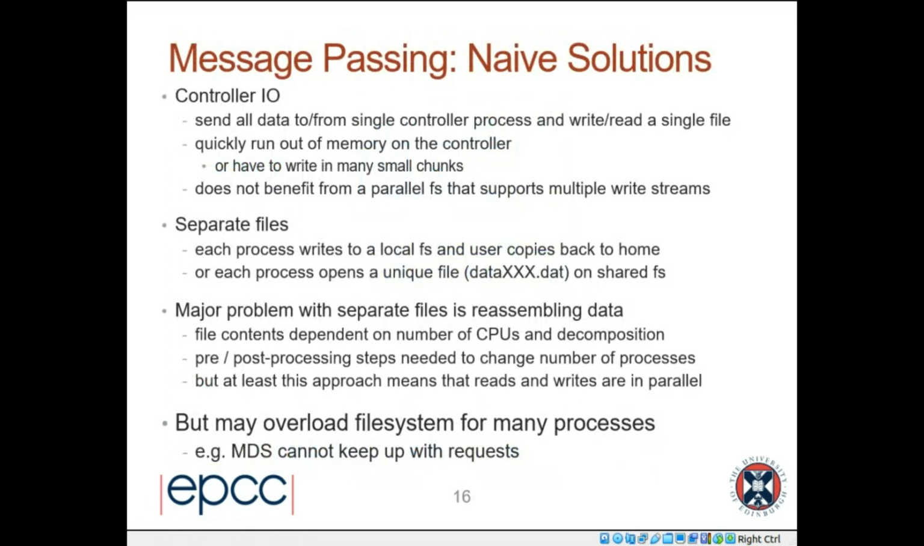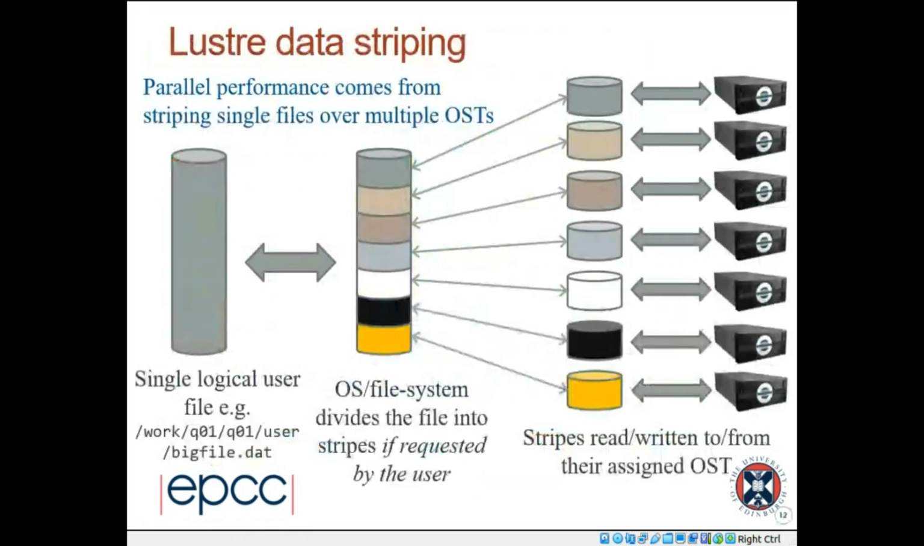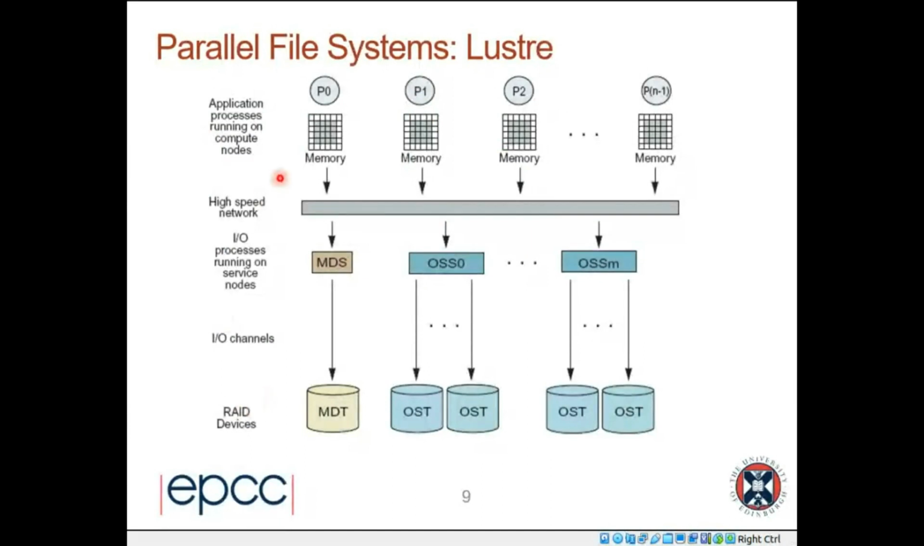So what are the naive solutions in message passing? Well, we can use controller I/O: send all the data to and from a single controller process, and read and write a single file. Now, we can quickly run out of memory on the controller, but that's not so much of a problem. The main point is this does not benefit from a parallel file system. If we nominate this process as the controller, probably this link from the process to the network is going to be the bottleneck. We're not going to benefit much from the parallel file system because we're going to be throttled by how quickly a single node, a single process, can write to disk.